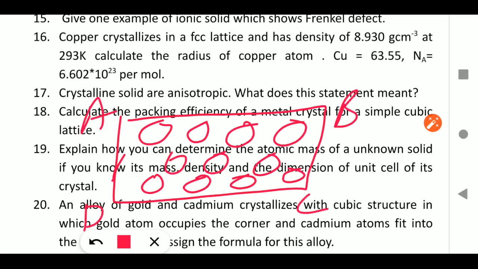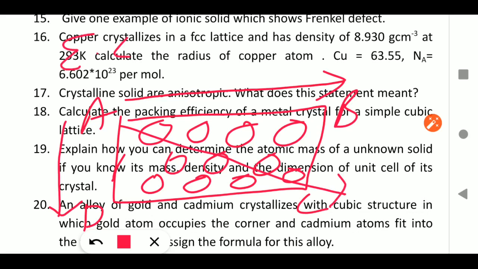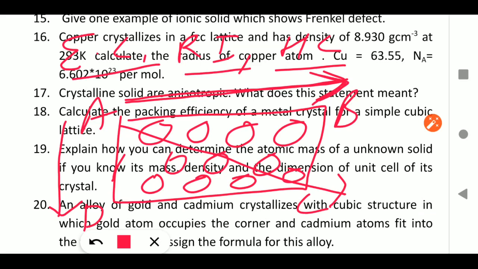So what does this statement mean? When you conduct electricity through point A to B, you will get a different value than when you conduct electricity from A to D or A to C. The values of electrical conductivity, refractive index, heat capacity, all these values will depend on the direction. The values from A to B will be different from A to D and from A to C. So crystalline solids are anisotropic in nature.